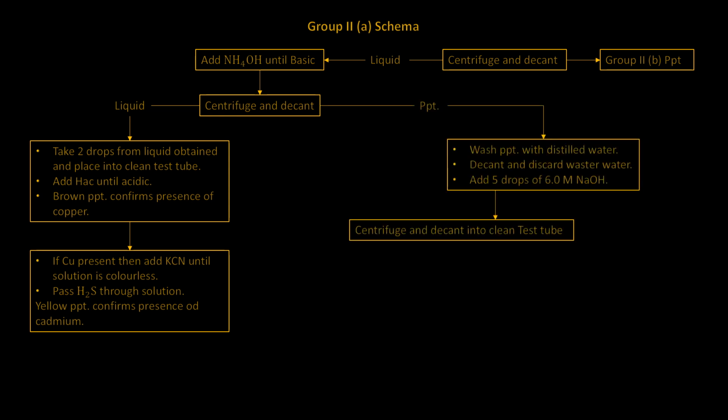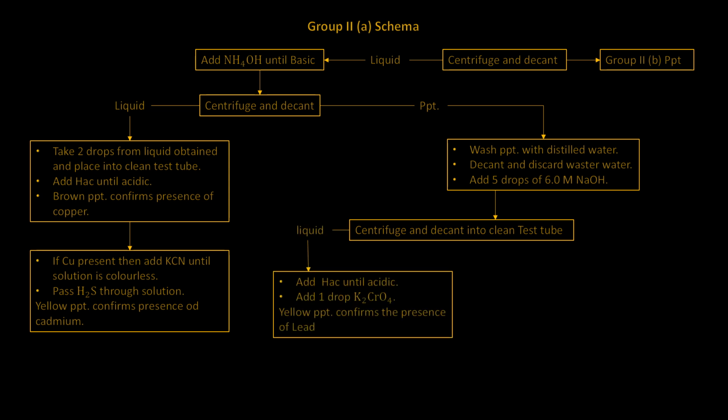The lead and the bismuth will still need to be separated from the retained precipitate that formed from the addition of the ammonium hydroxide. Wash the precipitate with distilled water, decant, and discard the wastewater as it may contain sulfur. To the residue, add 5 drops of 6 molar sodium hydroxide. Centrifuge and decant that into a clean test tube.